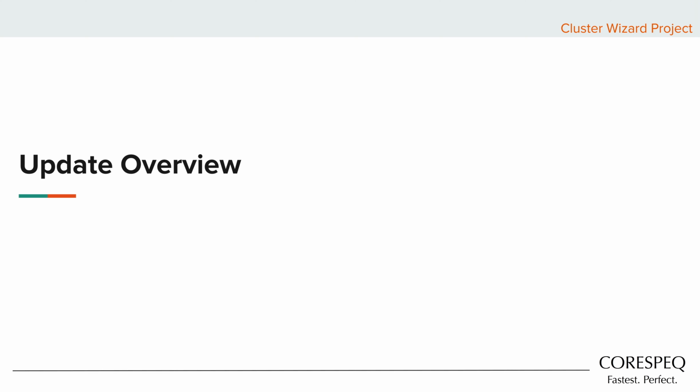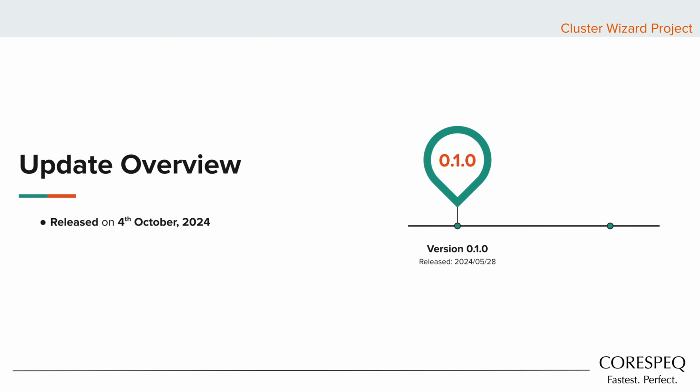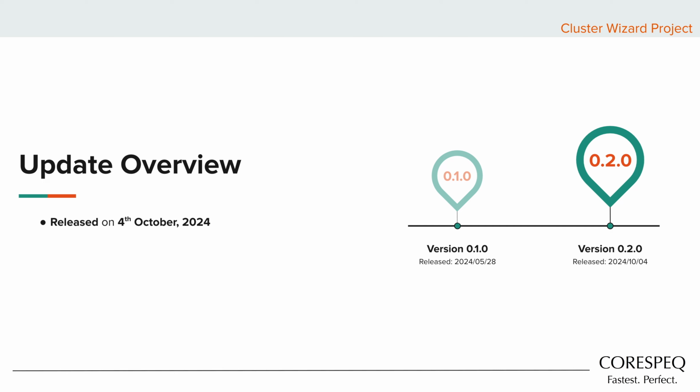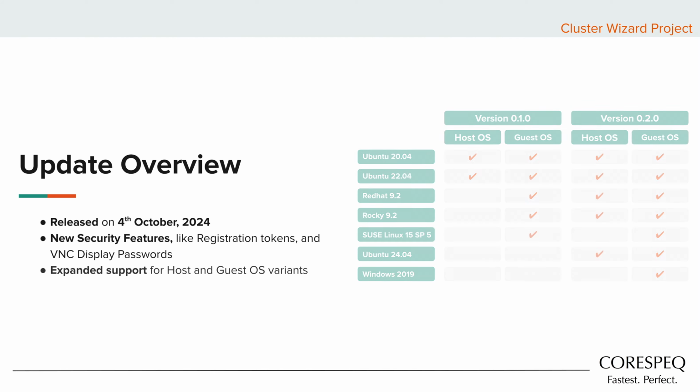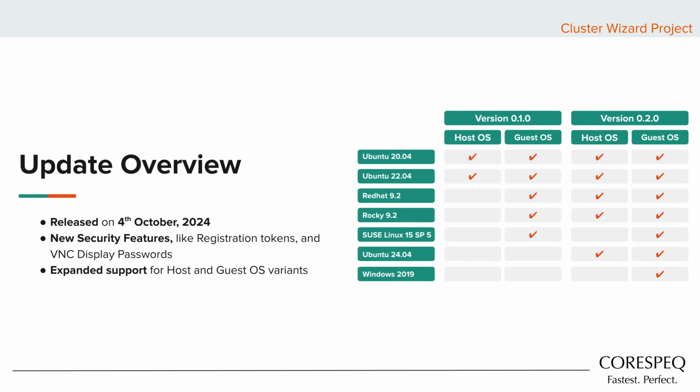Update Overview. The Node Wizard and Node Client version 0.1.0 was released on the 28th of May 2024. The latest version 0.2.0 was released on the 4th of October 2024. A key feature of this update was the addition of new security features. These include registration tokens and VNC passwords. This update also expanded support for host and guest OS variants.